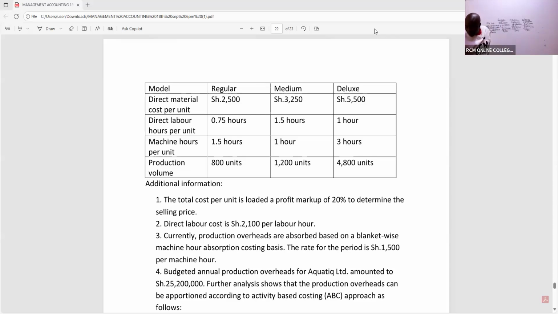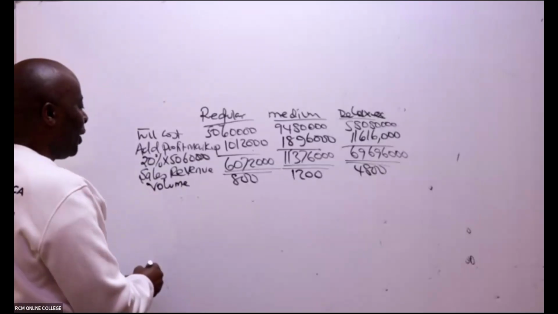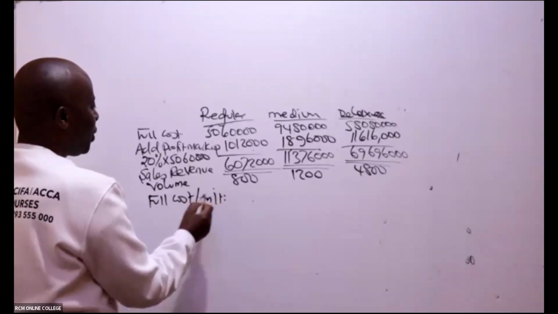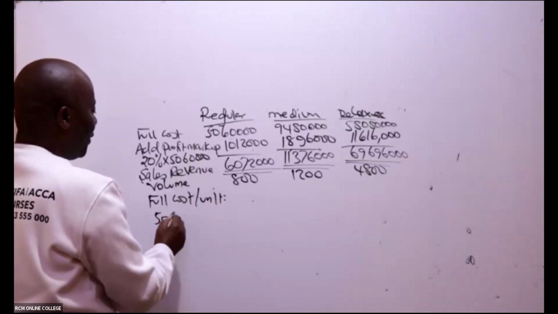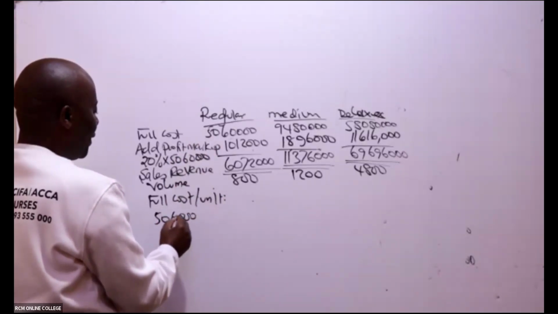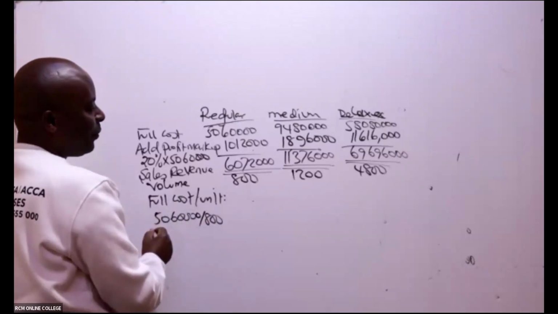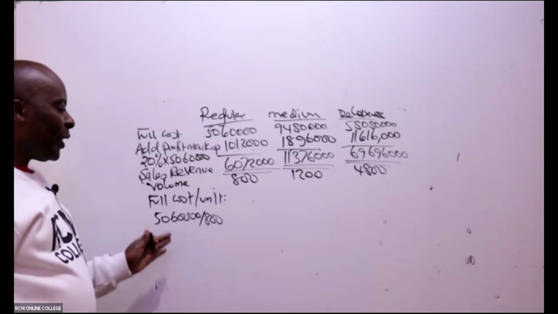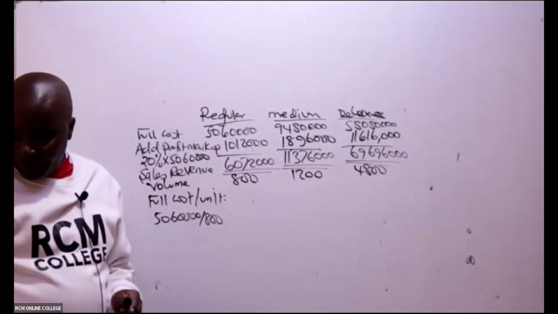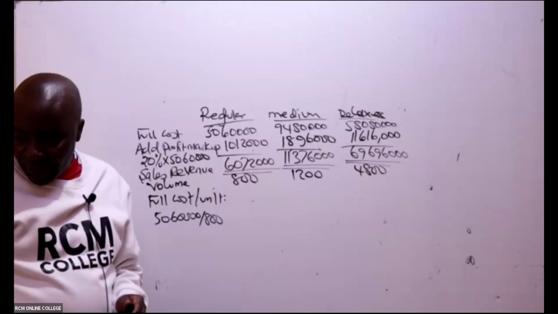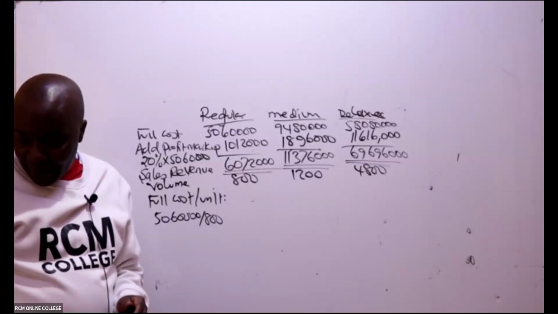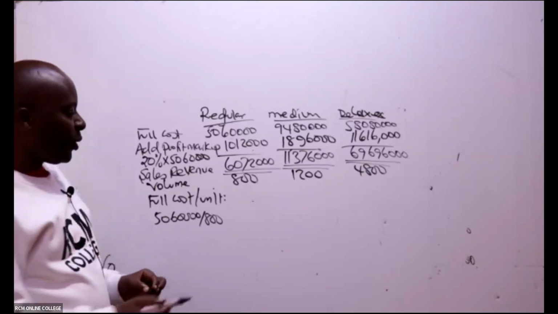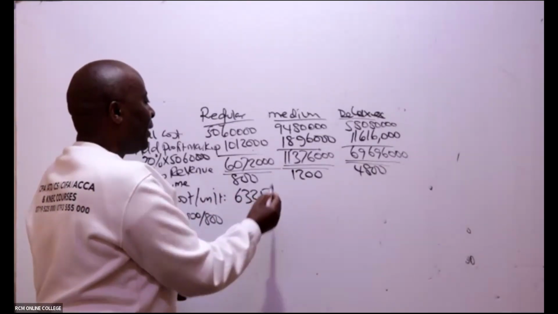Then you come and tell your examiner that full cost per unit, you're just finishing here. For regular, it will be 60,000 divided by 800. So you divide all those by 800, and then you give me a figure. You divide them by volumes, and then you give me a figure. So 6325, right? 6325. All right.